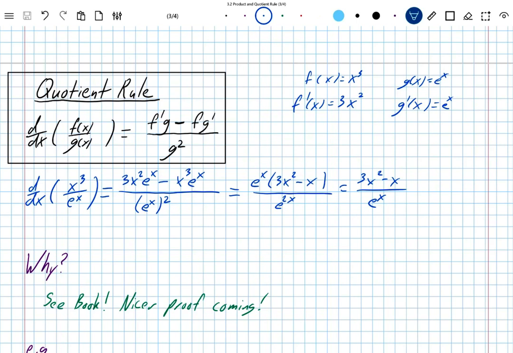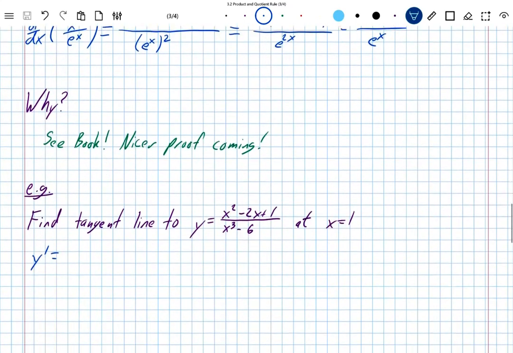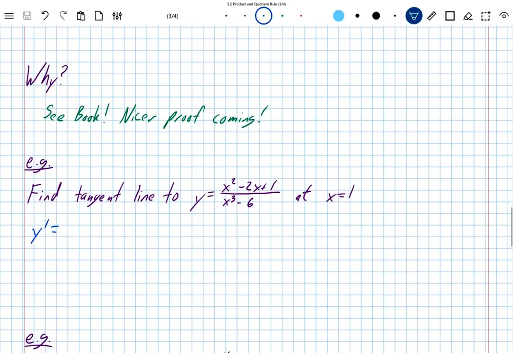Great. Proof coming soon. You know what's next? A few more examples. Let's find a tangent line of a rational function. That is going to require us to find the slope, or that derivative y prime, and we're going to do the quotient rule again.